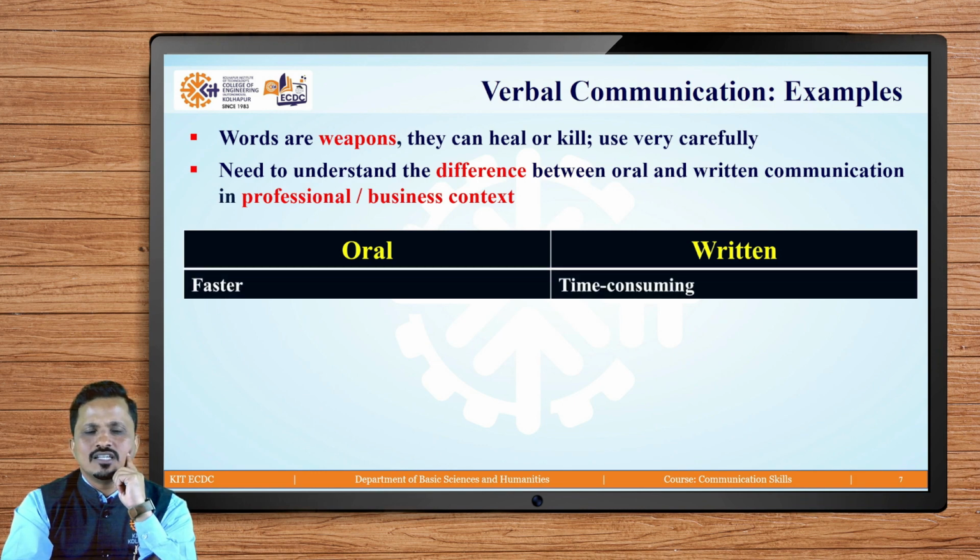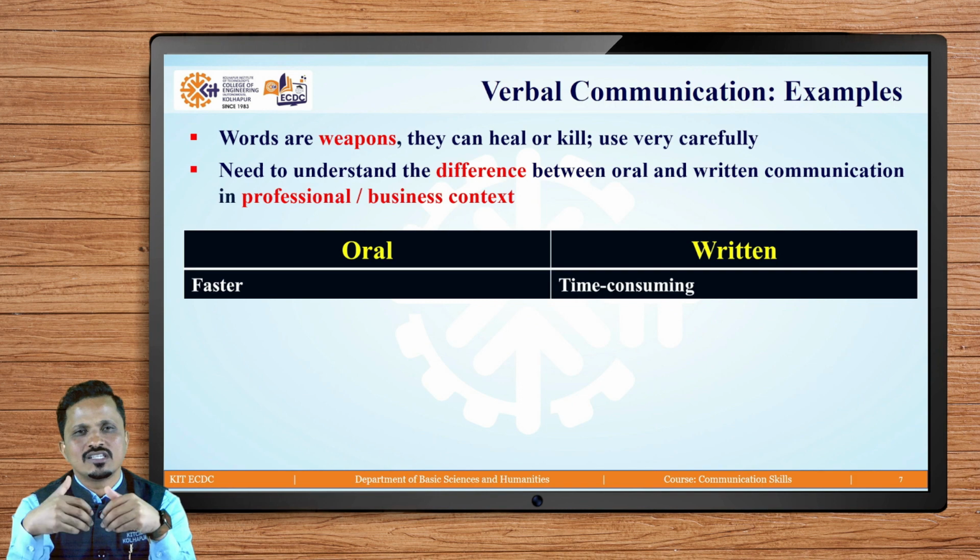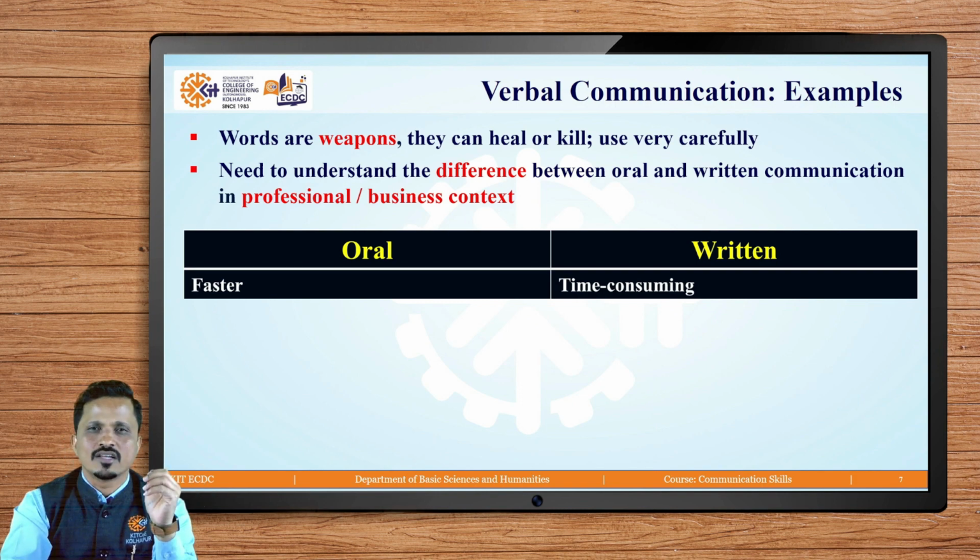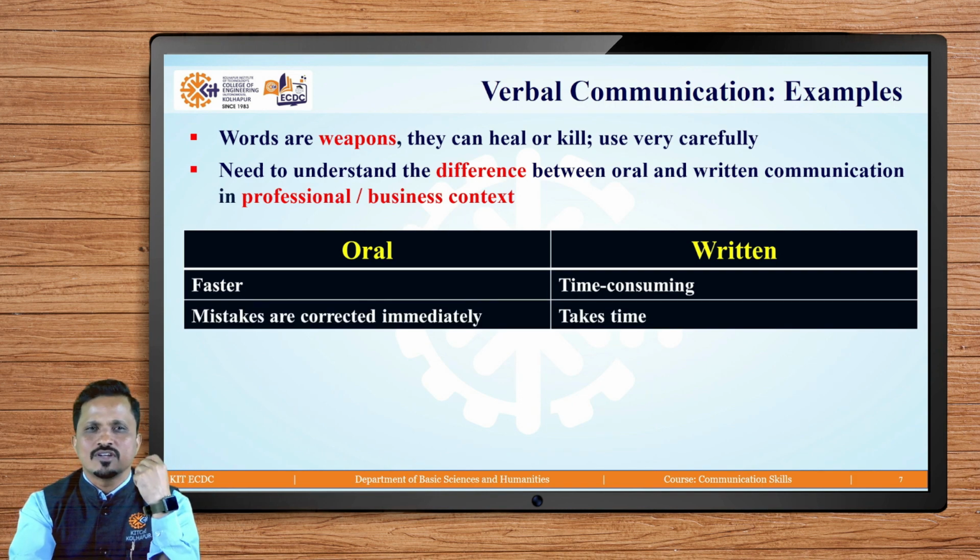The first difference is oral communication is very fast. It is faster. Whatever I would like to communicate, I can immediately communicate to you. But written communication is time consuming. It will take some time for me to type the message or make the notice and send it to you. So oral communication is faster, written communication is time consuming.